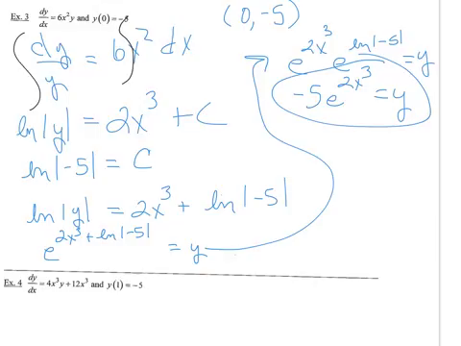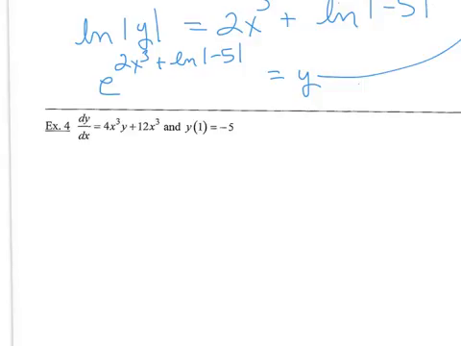We want to solve this differential equation that's in x and y, and we're given an initial condition of when x is 1, y is negative 5, so my initial condition is the point (1, negative 5).